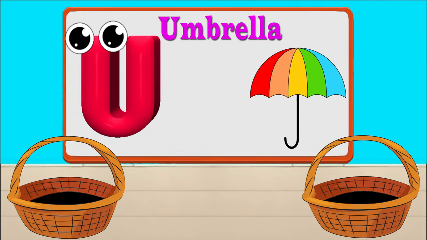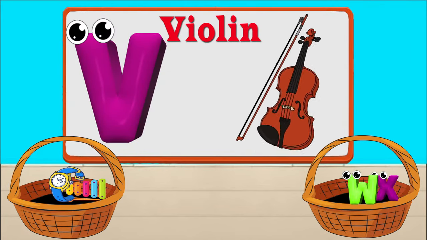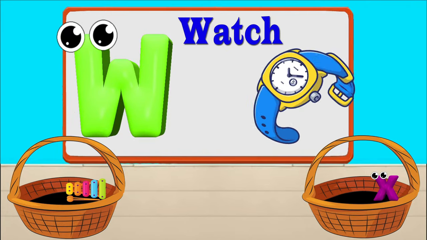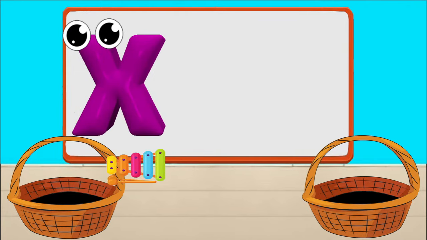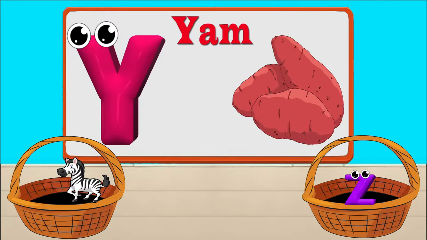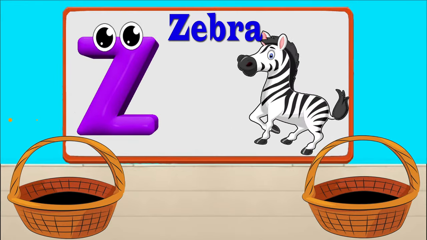U is for umbrella, umbrella. V is for violin, violin. W is for watch, watch. X is for xylophone, xylophone. Y is for yo-yo. Z is for zebra, zebra.